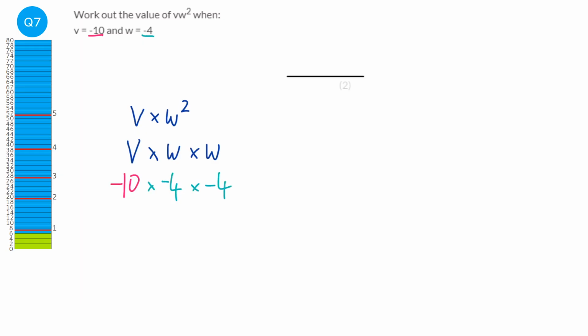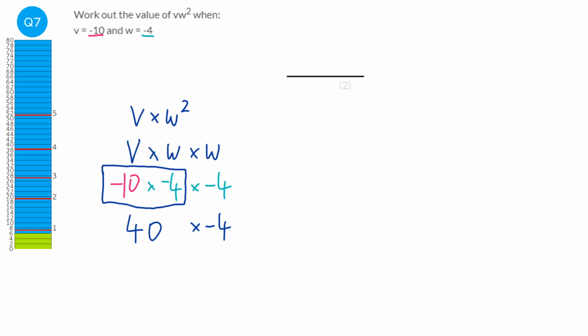Okay, so when you multiply, it doesn't matter which order we do it. So what I'm going to do is just do these ones first, and ignore that times minus 4 at the end. So minus 10 times minus 4, that's a minus times a minus, which is a positive, 10 times 4, which is 40, times minus 4.